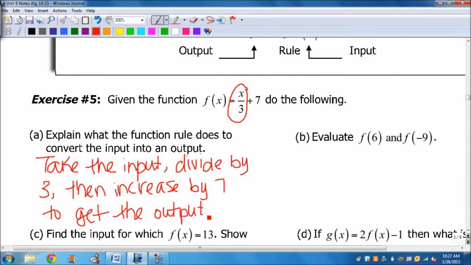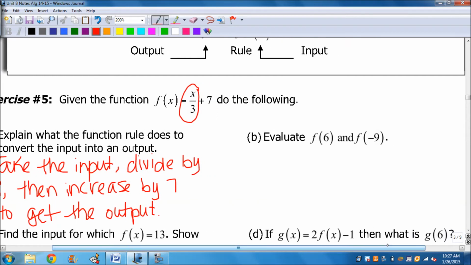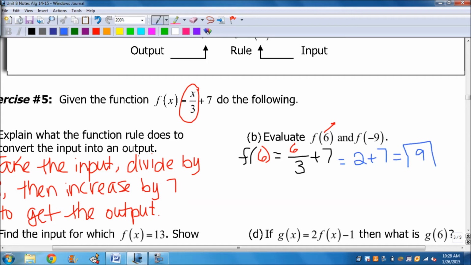Okay, so question B says to evaluate f of 6. So I'm going to take my given input. So this again, it tells me that my input is 6, and I'm going to plug it in every time I see an x for my input. So I'm going to plug 6 in for my x right here. So then I end up getting 6 divided by 3 is 2, 2 plus 7 is 9. So when my input is 6, my output is 9.